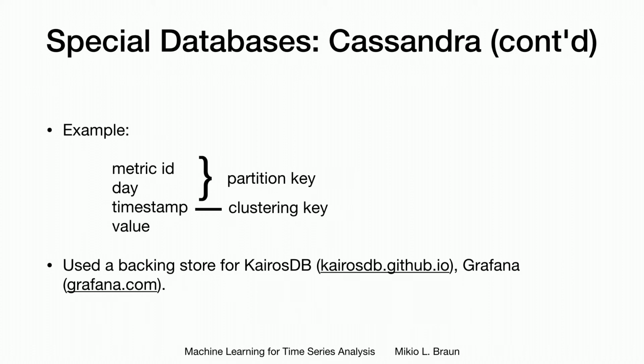And the way you would set this up in Cassandra is that you say the partition key is a combination of the metric ID and the day, right? So to make sure that the data is nicely distributed on your cluster. And then you have the clustering key on the timestamp, and that allows you to do range queries here. So you can say, give me for this metric on this day, and then give me everything from morning till evening, from 6 a.m. to 8 p.m.